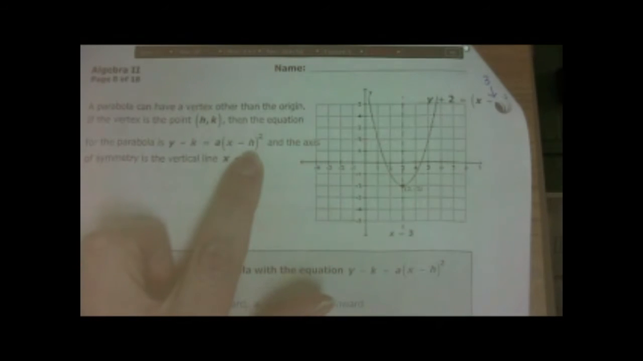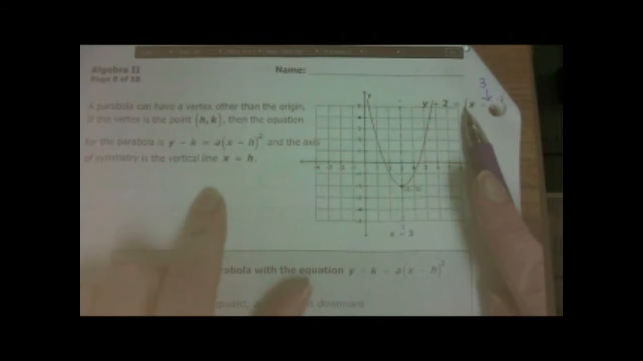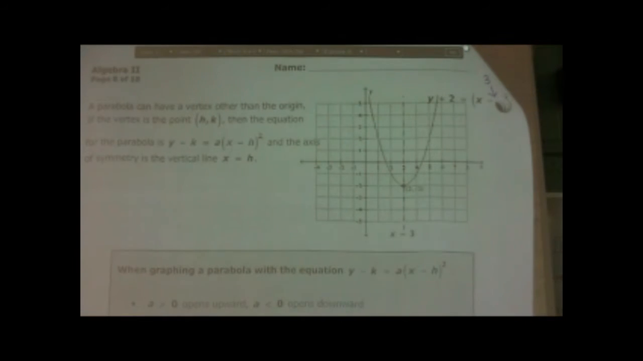Now, this comes from the form y minus k equals a x minus h quantity squared. So from this, we're going to get 2 things. Well, actually 3. First of all, the number in front of the x minus h quantity squared, you don't see one, so it's a positive 1. That means a is greater than 0. So this is concave up.